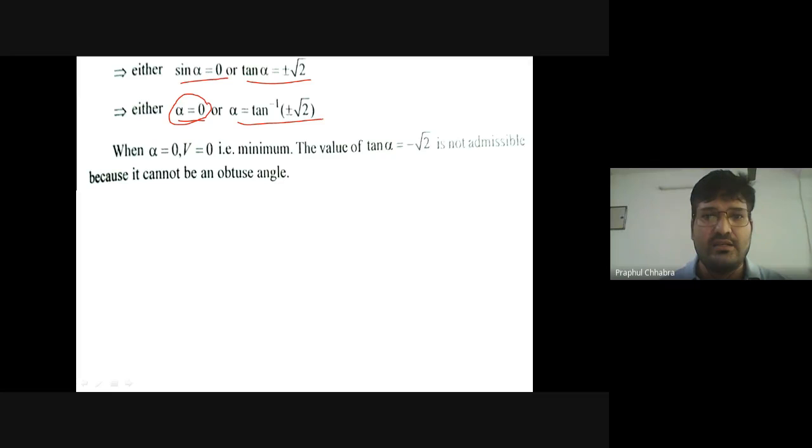So it means there will be three stationary points. One is alpha 0, second is tan inverse plus under root 2, and third is tan inverse minus under root 2. Right? Tan inverse minus under root 2 is not admissible. It is not possible, so we will remove it. So there will be two stationary points, alpha is equal to 0 and tan inverse under root 2.